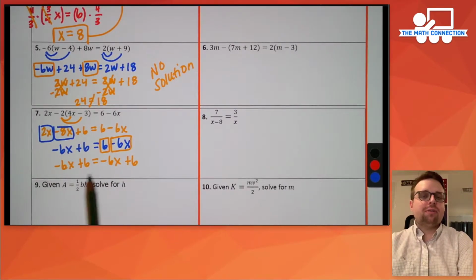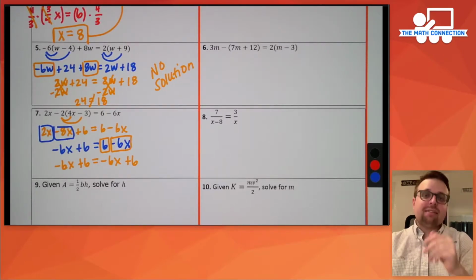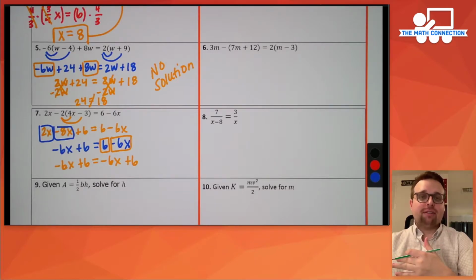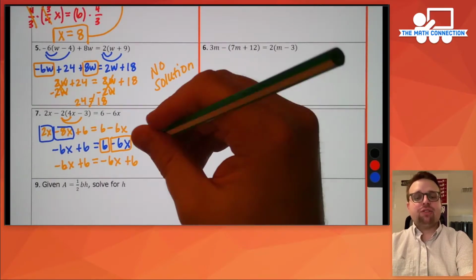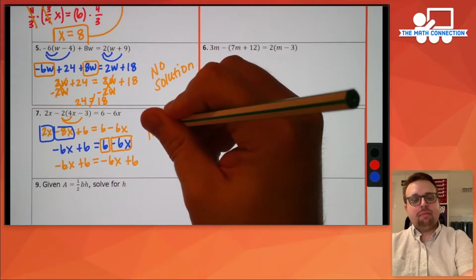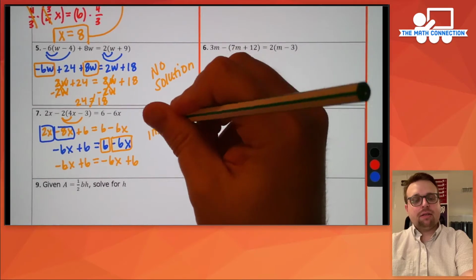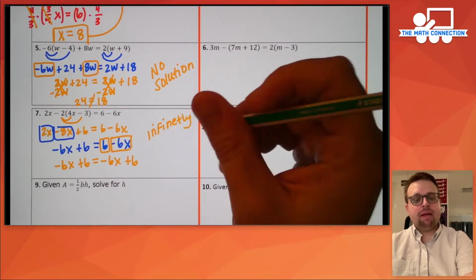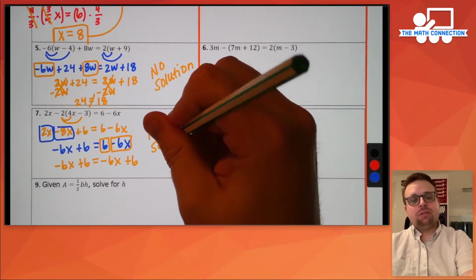So aren't the two sides completely equal to each other? And the answer is yes, they're exactly the same thing. So it does not matter now what you plug in for x. You can plug in anything for x, and you'll get a true statement. If you plug in 0 for x, you're going to have 6 equals 6, and that's true. So because that's true, you have infinitely many, did I spell that right? Infinitely many solutions.